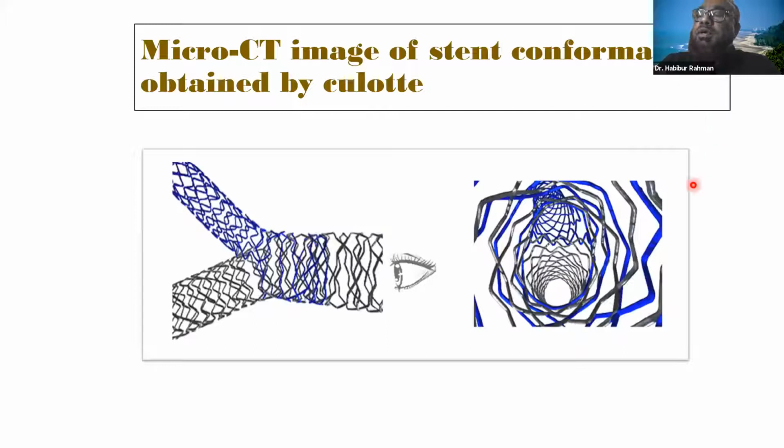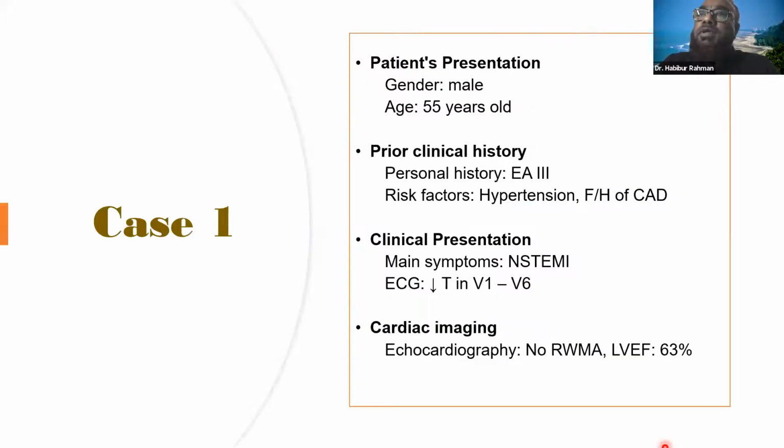After doing the Culotte technique, the micro CT images show a double layer and opening of the side branch. So let us come to our case.